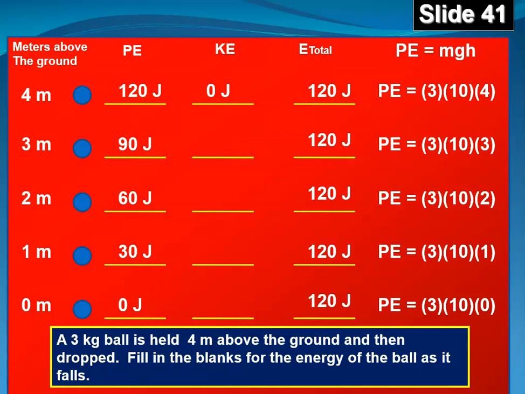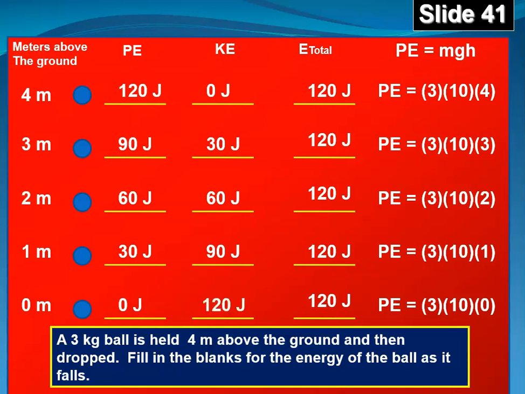Now that we have that column filled in, we can go back and fill in the middle column because we know that PE plus KE equals total energy. So let's go ahead and do that. 90 plus some unknown number equals 120. Well, you can just do that as a subtraction. 120 minus 90 equals 30. 120 minus 60 equals 60. 120 minus 30 equals 90. And finally, 120 minus 0 equals 120.